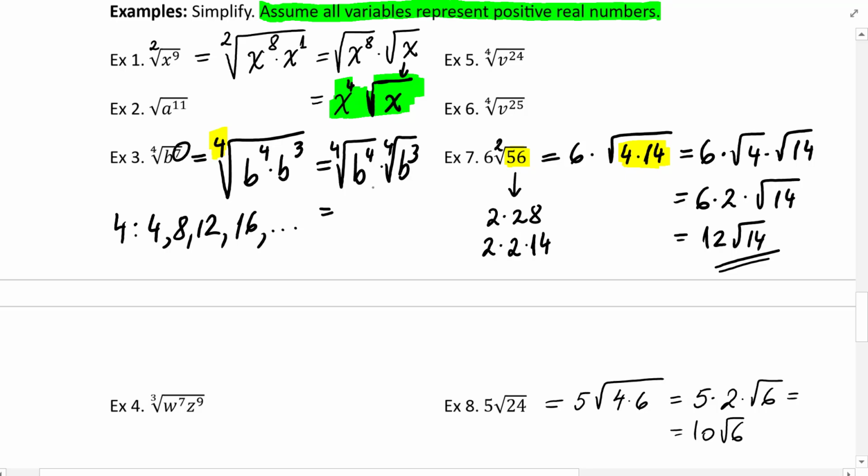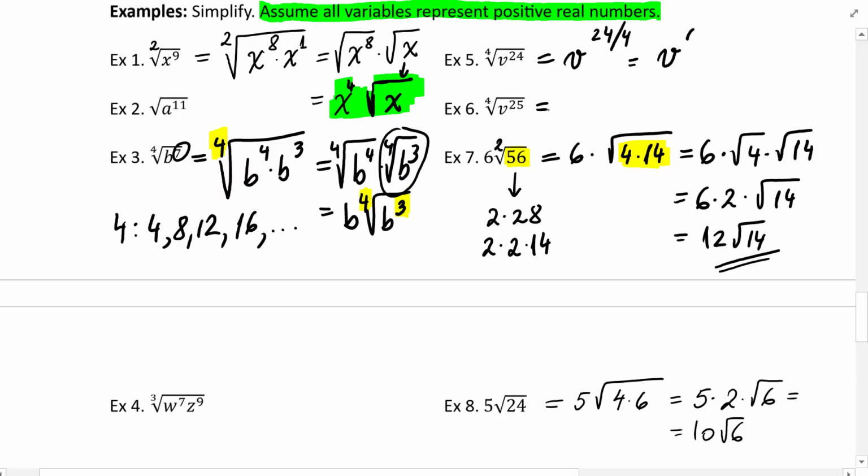Now, 4th root of b to the 4 is just b, or I could put absolute value of b, but I'm not worried about that because it says represent positive real numbers. And this term here, 4th root of b to the 3rd, cannot be simplified further because the index of the radical is higher than the exponent. Now, we can do example 5 mentally, right? It's v to 24 divided by 4, so that's v to the 6, and no absolute value because v represents a positive number. But looking at 6, it's 4th root of v to 25.